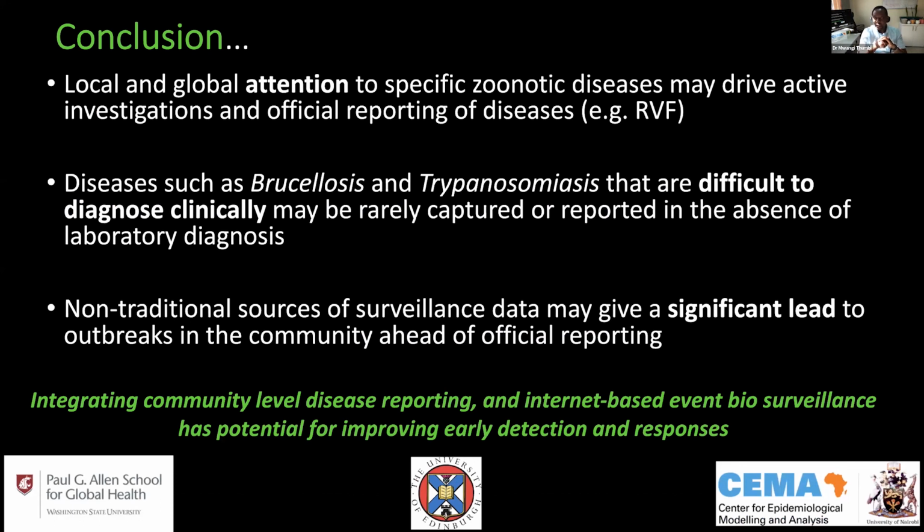But for diseases like brucellosis and trypanosomiasis, which are difficult to diagnose clinically, those were rarely captured or were actually not reported by the news agencies, because it's difficult to make that diagnosis in the absence of laboratory help. And non-traditional sources of surveillance data, I think, would give a significant lead to outbreaks in the community ahead of official reporting. And this, to me, integrating this community-level disease reporting, like the toll-free number that I talked of, and these internet-based events for biosurveillance, I think they have big potential for improving early detection and response. Many thanks.